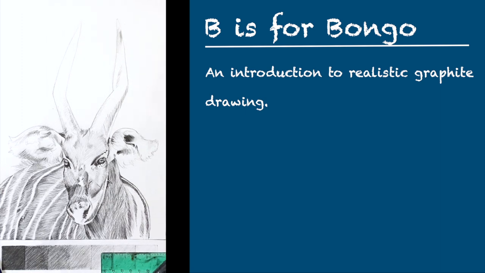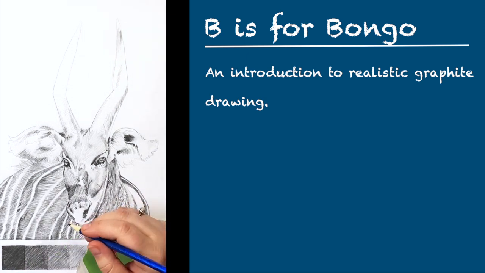In this lesson, I will show you how to use a regular pencil to create a realistic graphite drawing through hatching and cross-hatching. Before we get started, I'm going to answer a question you're probably thinking. What the heck is a bongo? Isn't that a drum? Well, yes, it is, but it's also a species of large antelope native to Kenya.